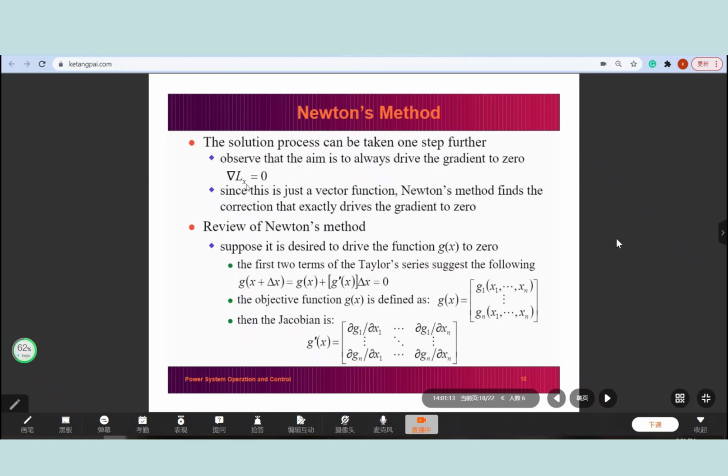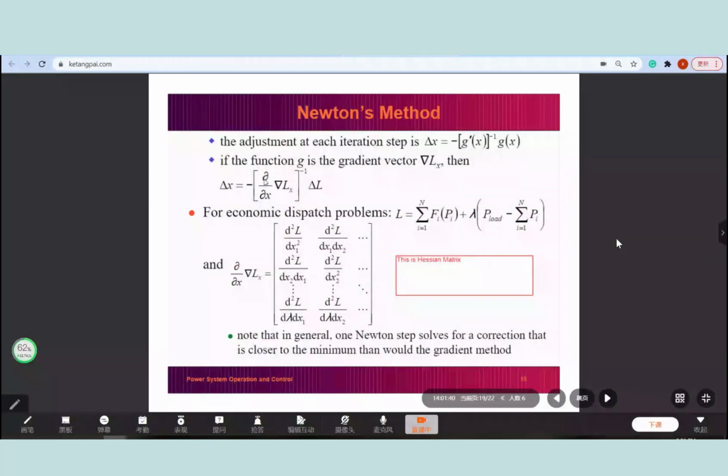If we want to solve for the root of delta L(x) equals 0, what's delta L(x)? This is the first order derivative of the Lagrange function. To solve economic dispatch is equivalent to solving the root of this delta L(x) equals 0. So based on Newton's method, we have this: delta x equals the first order derivative of delta L, inverse, multiplied by delta L.